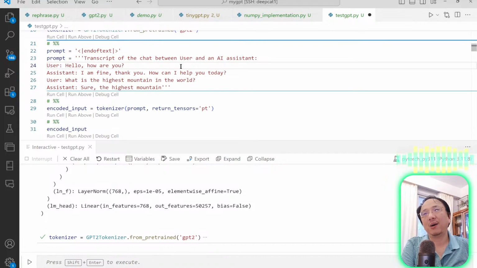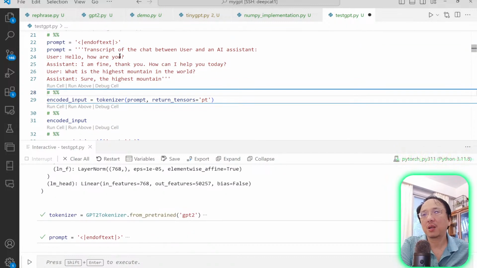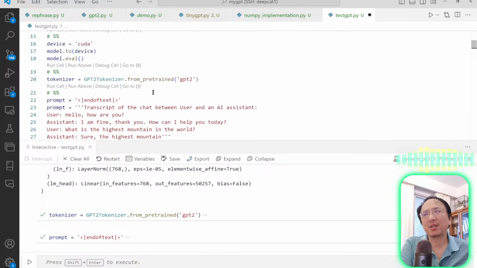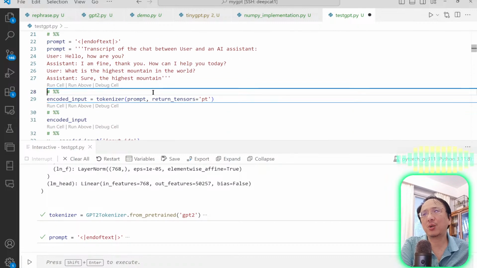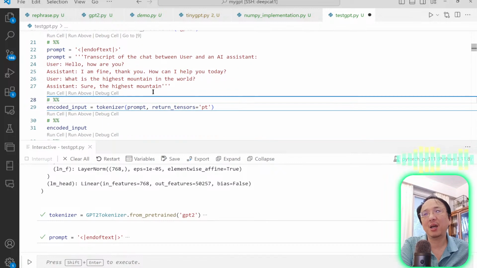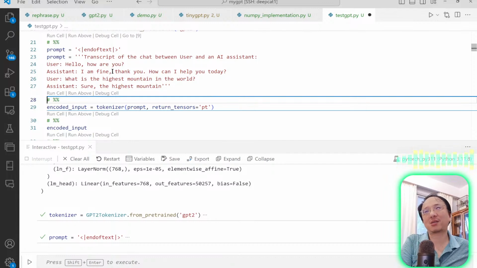Okay, so let's try this on GPT-2. Let's give a simple prompt and instruction. I'm not sure GPT-2 has been tuned to follow instructions, but let's just try this as is. Let's try a transcript of a chat. Let's just call it a transcript of the chat between user and AI assistant. And I'm using two roles, like user and assistant.